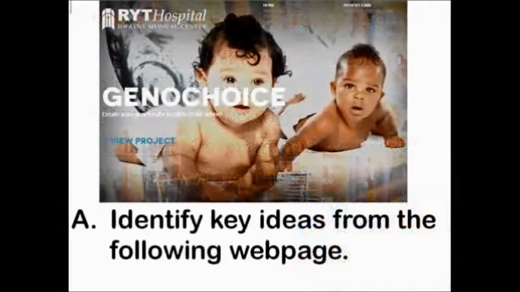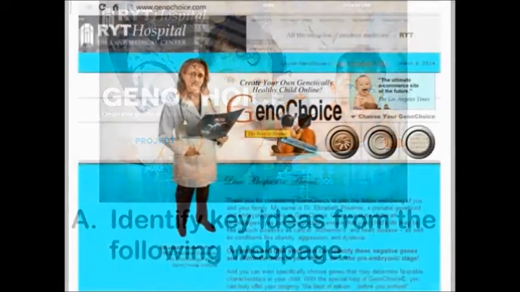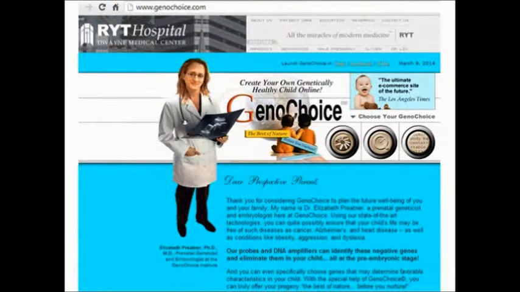The lesson began by students identifying the key ideas from the following website, genochoice.com. The site claims to ensure that your child's life may be free of such diseases as cancer, Alzheimer's, as well as conditions like obesity, aggression, through state-of-the-art technologies. This led us to discuss the impact that the media has on our perspectives and what we believe.